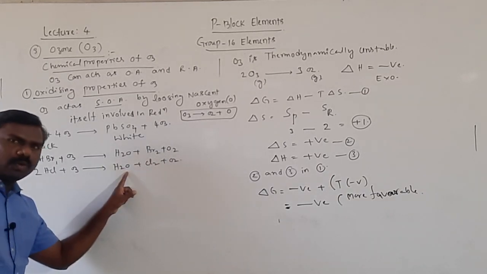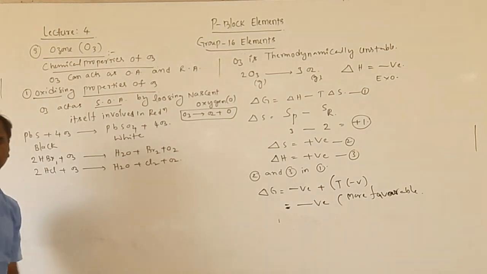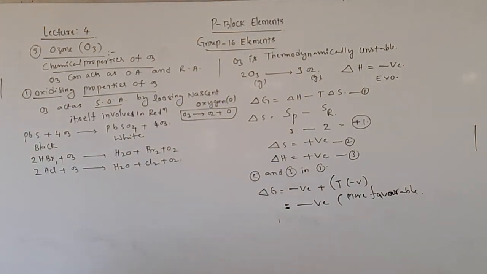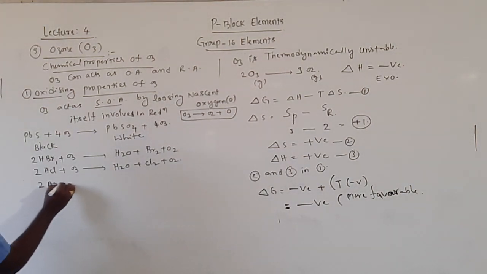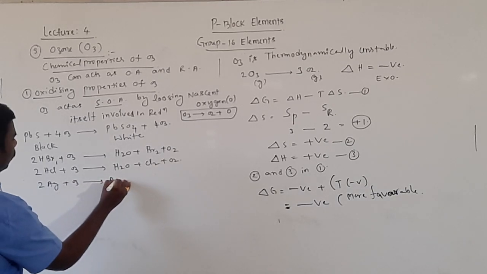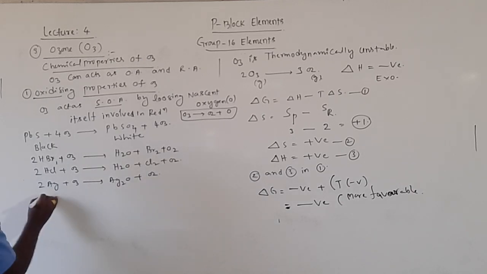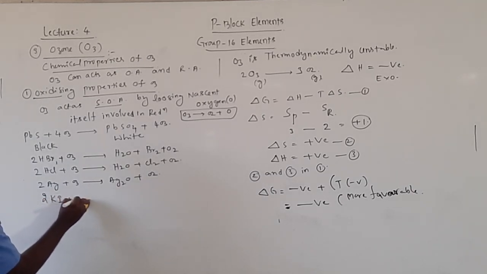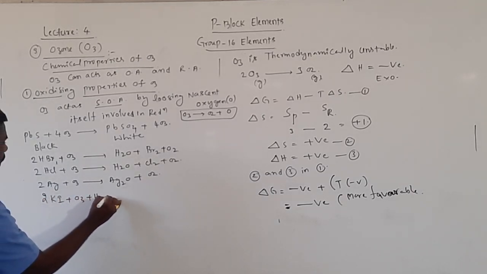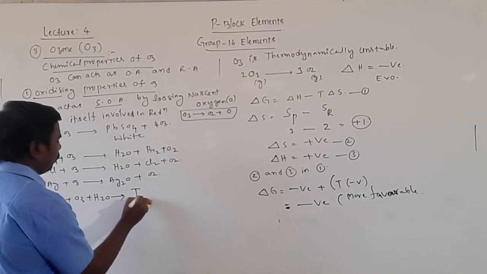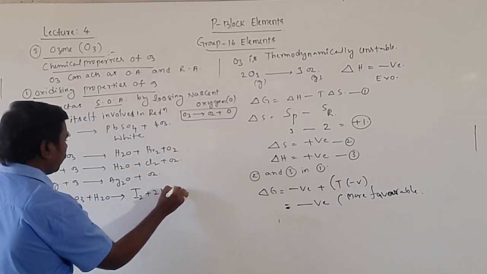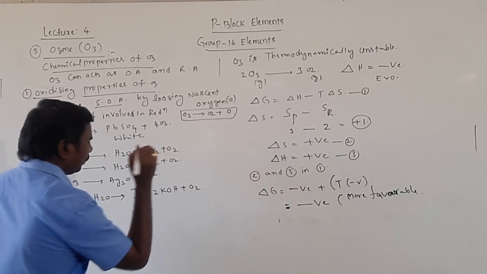O2 and this O is lost. Next, 2Ag plus O3 gives Ag2O plus O2. Next, 2KI plus O3 plus H2O gives I2 plus 2KOH plus O2.